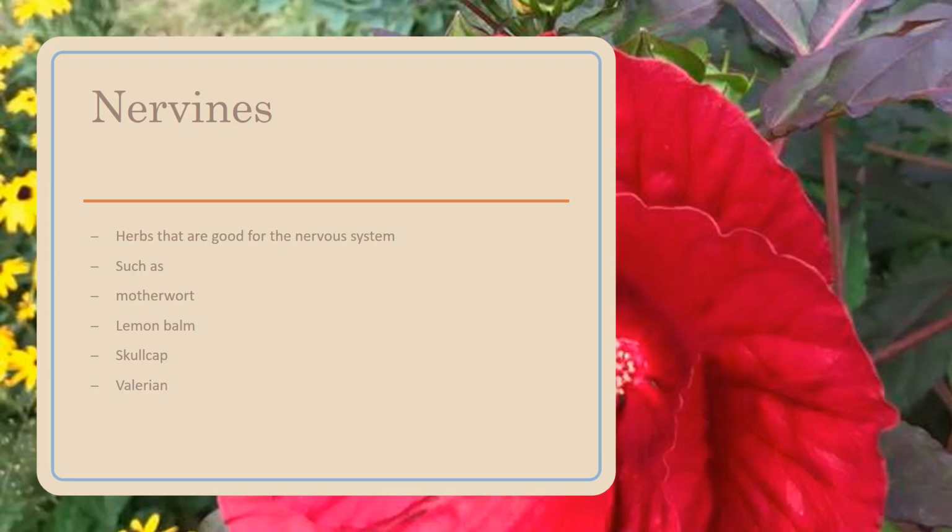Just like with adaptogens, nervines are something great to have on hand. A lot of us are jittery, on edge, antsy, not sure what's going on, and getting nervous, and we need something that will support the nervous system. A variety of herbs can do that, such as motherwort, which is also good for heart palpitations and hyperactive thyroid. Lemon balm is a relaxant, and it's also antiviral and a carminative herb. Skullcap is a good sedative, and valerian is another good sedative.